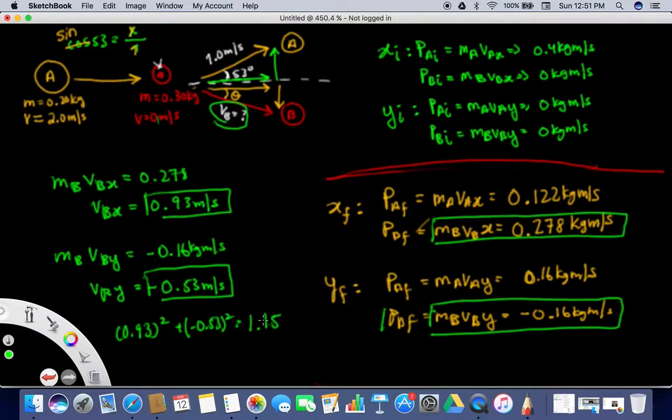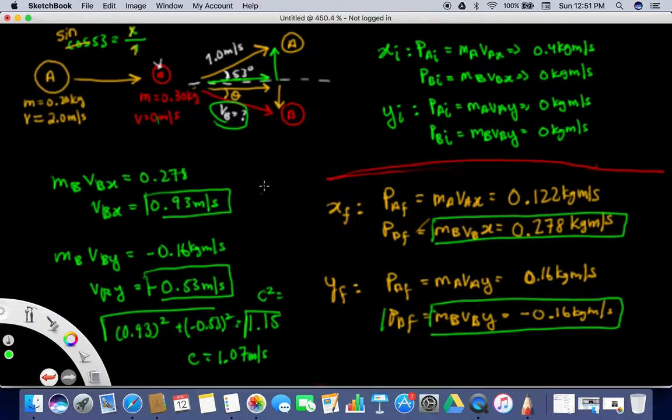But that's not exactly what we want because this is giving us c squared if we go back to our Pythagorean theorem. We just want c. So we have to take the square root of both sides to get c to equal the square root of 1.15. And that's going to be 1.07 meters per second. That's going to be the velocity of ball B after the collision.